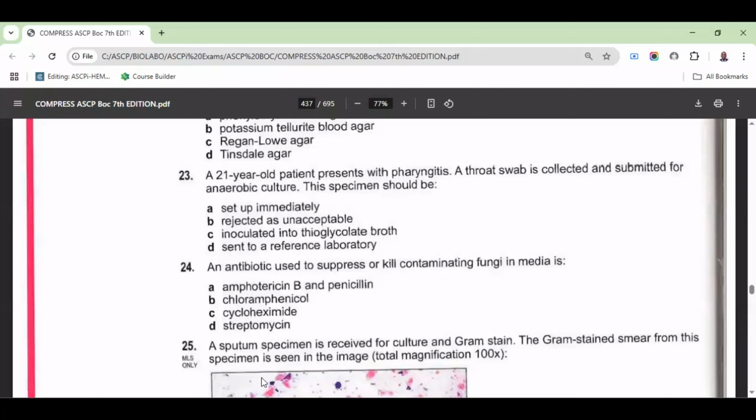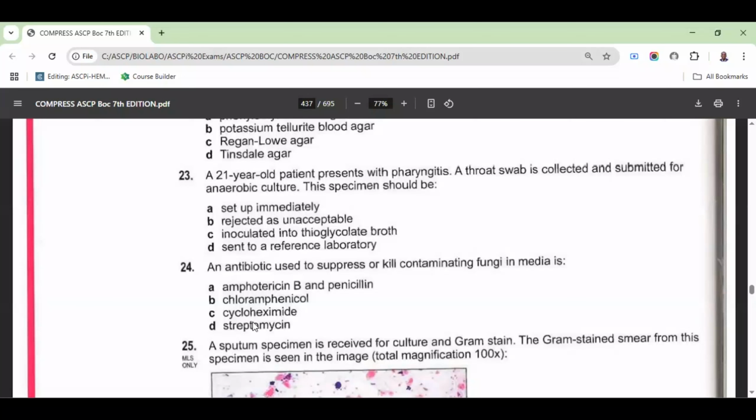And you know, pharyngitis is caused by what? Pharyngitis is not caused by anaerobic bacteria. Pharyngitis is associated with which bacteria, Olive? Strep. Streptococcus pyogenes. That one is called group A, GAS. Okay. Then you have to reject the sample because it's not an acceptable sample.